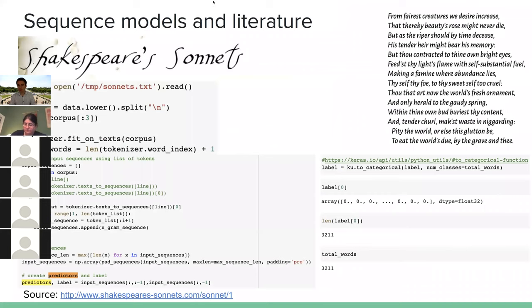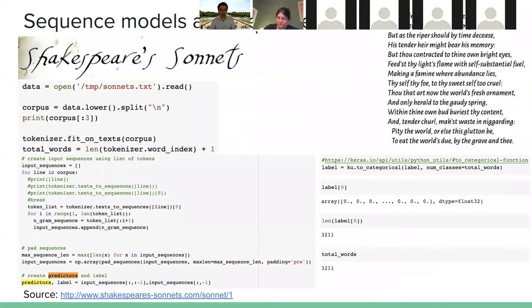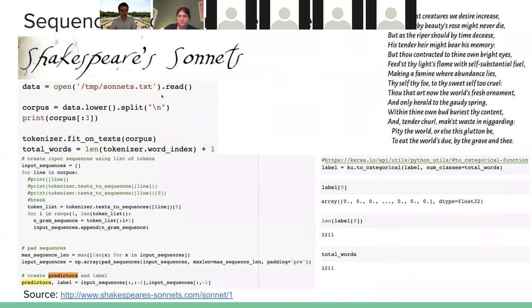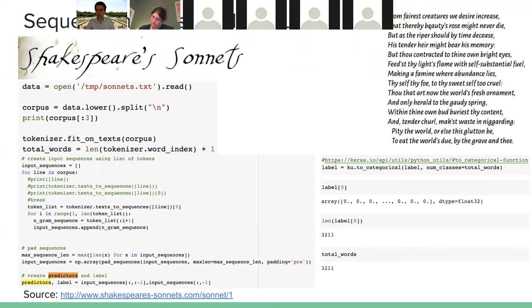So in our case, we will look at sonnets from Shakespeare. This week, Lawrence showed us how to access this data set, and I just included one sonnet here as an example. You can see it's not that long, each sentence maybe 6-7 words, and you can see the kind of words and the artistic flavor that this corpus has.